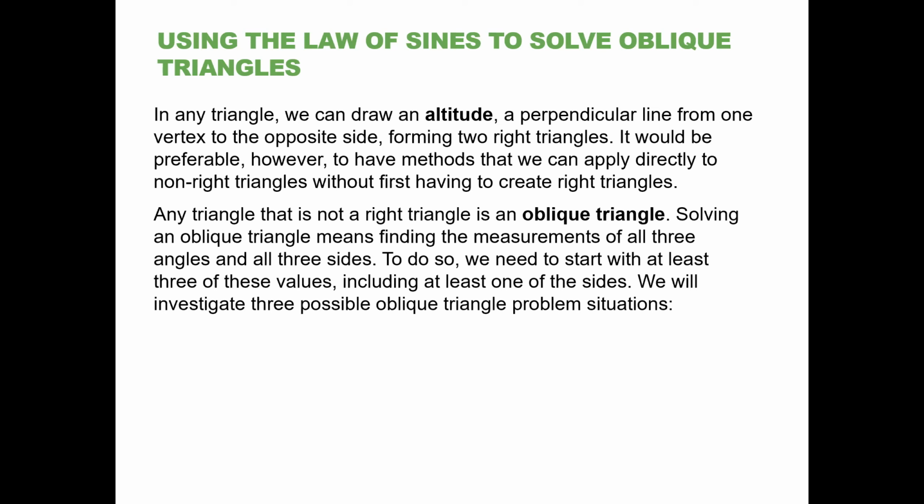As we already mentioned, any triangle that is not a right triangle is an oblique triangle, and solving an oblique triangle means finding the measurements of all three angles and all three sides. And to do so, we need to start with at least 3 of these values, including at least one of the sides. We will investigate 3 possible oblique triangle problem situations. So let's focus right now. We need at least 3 values from our triangle, and out of those 3 values, we need at least one side.